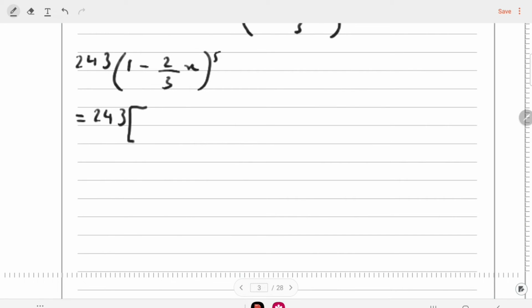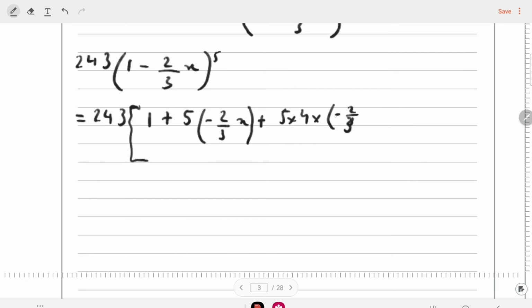So 243, square bracket, 1, which is the first term in the binomial expansion, plus 5 times -2/3 x, and then we do plus 5 times 4 times (-2/3 x) squared, divided by 2 factorial, and plus dots, just to show that there are other terms, but the question is asking for the first three terms.